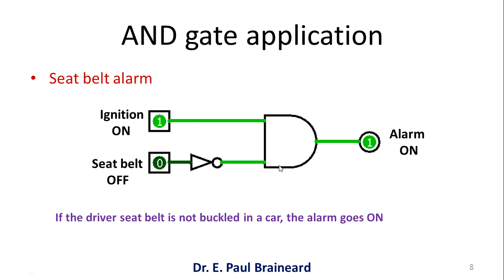If the seat belt is buckled, then the input is high, the output here is low, and there is no alarm. This is a simple example of a seat belt alarm activating circuit using an AND gate. This particular circuit will give an alarm if the driver does not buckle his seat belt.